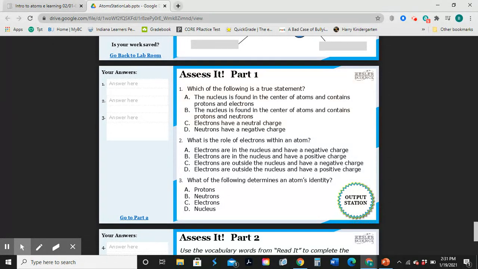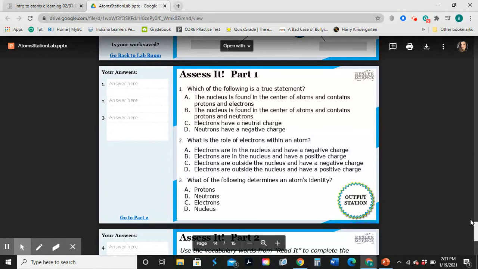2, what is the role of the electrons within an atom? A, electrons are in the nucleus and have a negative charge. B, electrons are in the nucleus and have a positive charge. C, electrons are outside the nucleus and have a negative charge. Or D, electrons are outside of the nucleus and have a positive charge. 3, which of the following determines an atom's identity? A, protons. B, neutrons. C, electrons. D, nucleus.